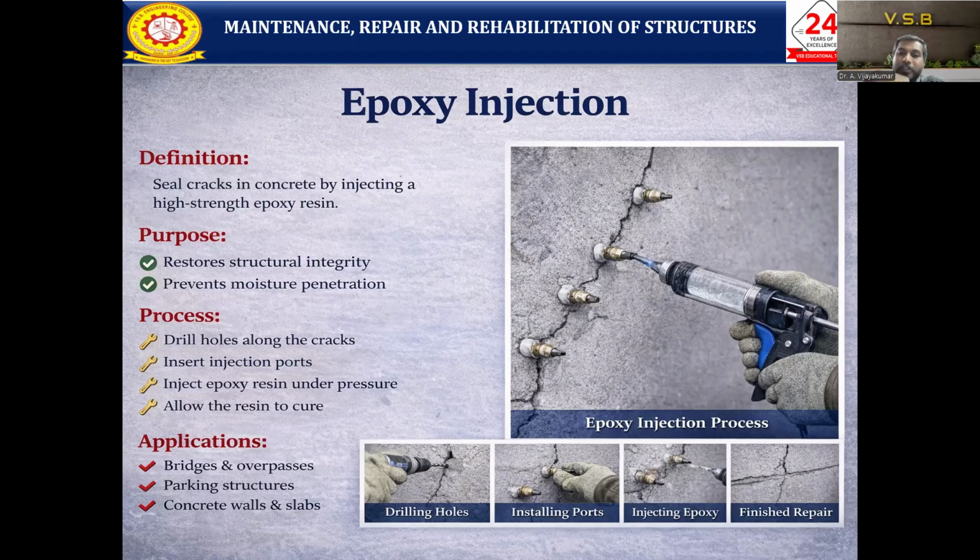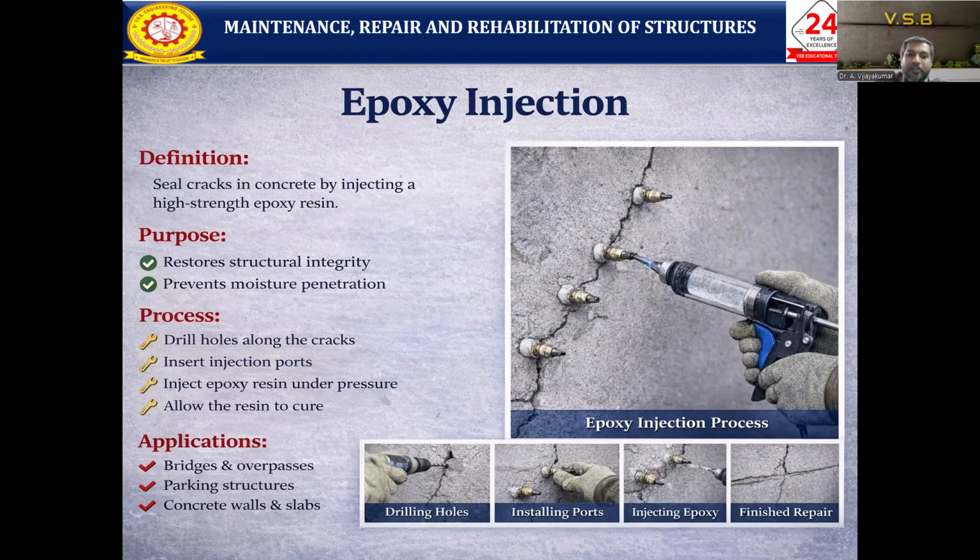This resin is going to travel and cover the cracks entirely, and finally it will be cured. It looks like normal concrete again, like the earlier concrete itself. As for applications, we can use it for bridges and overpasses of bridges, parking structures, concrete slabs. For all existing structures, if any damage happens, we can go for epoxy injection.